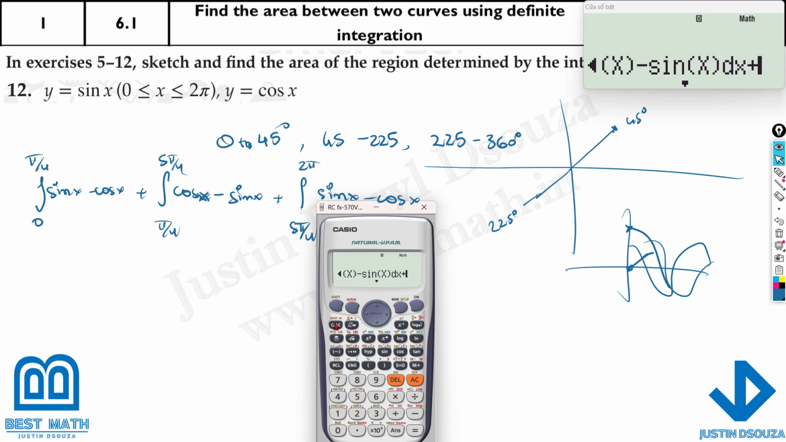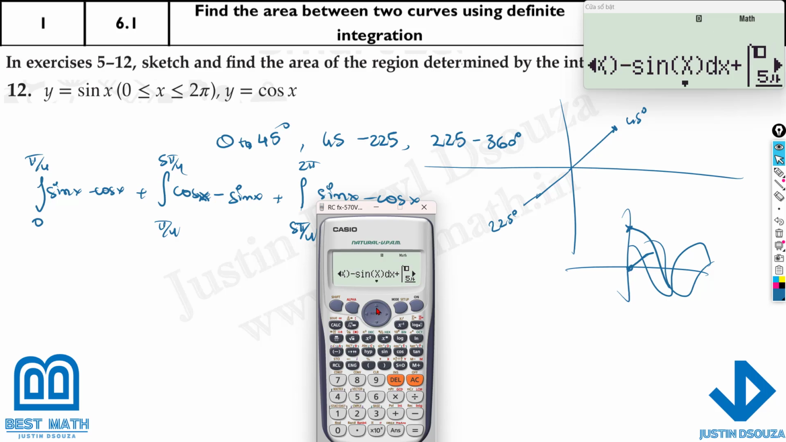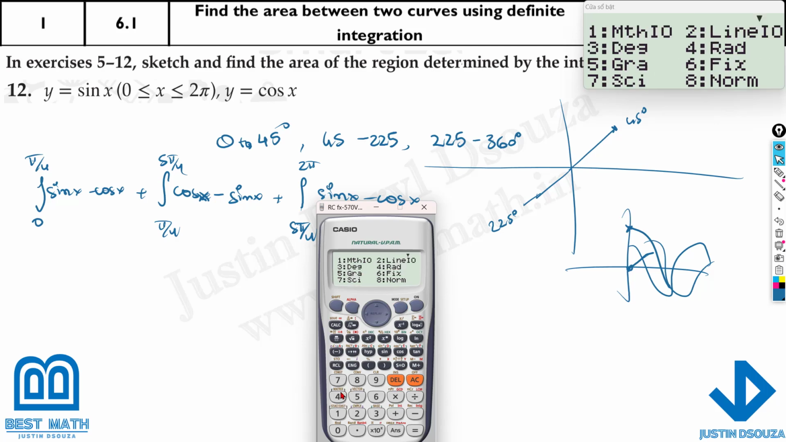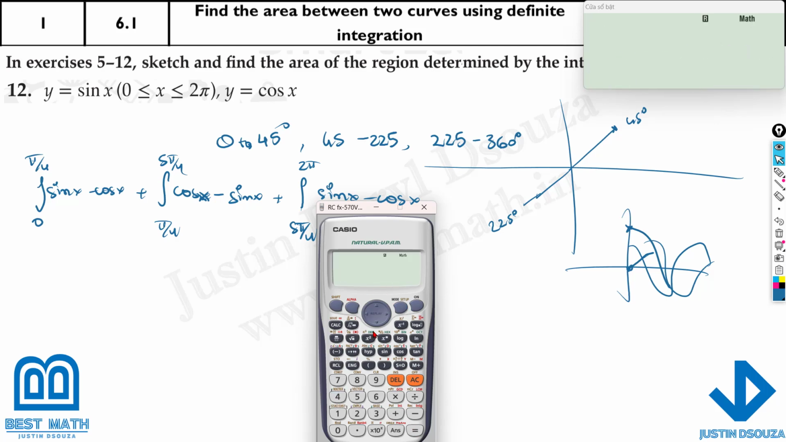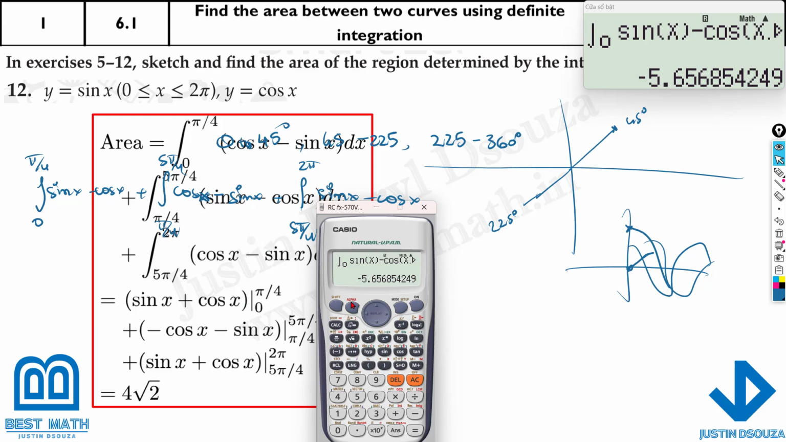And plus the last interval, it's again sine x, close the bracket, minus cosine x. And it is 5 by 4 pi to 2 pi. That's 360 degrees. Now please remember, it should not be in degree mode, it should be shift mode, 4 to radian. And here we go, the answer is minus 5.6568. Why is it minus? Because I chose the other way around, isn't it?